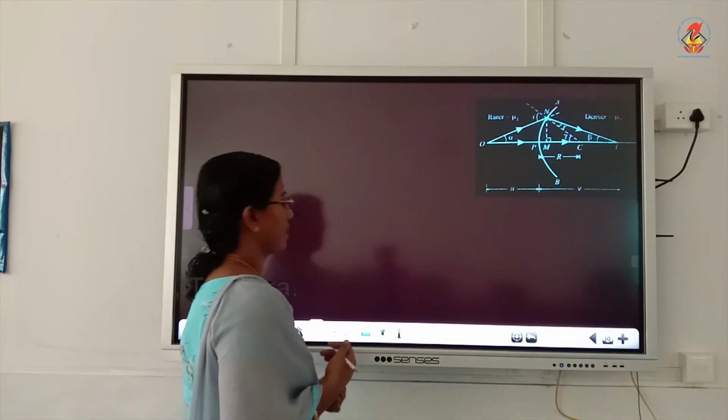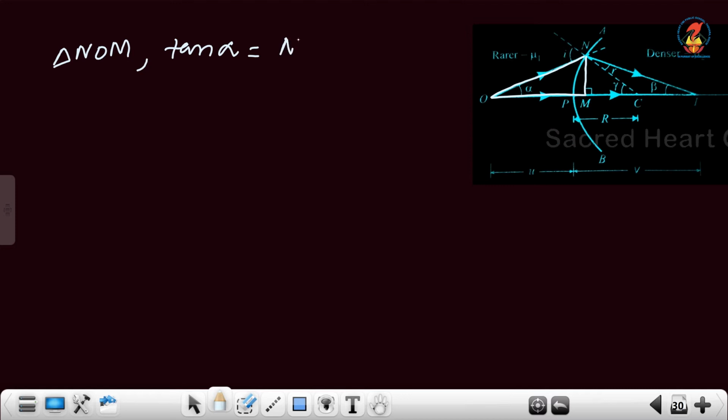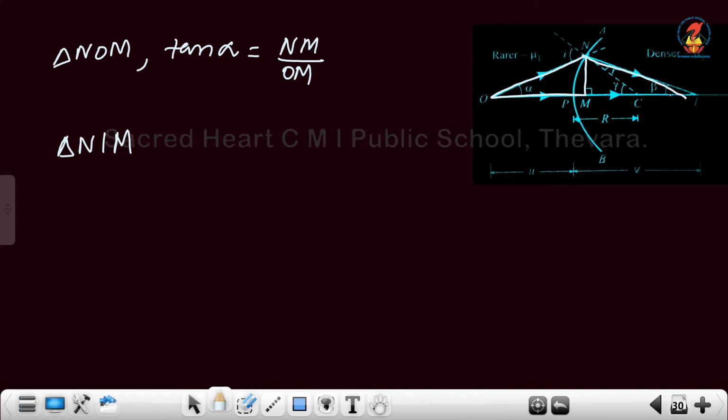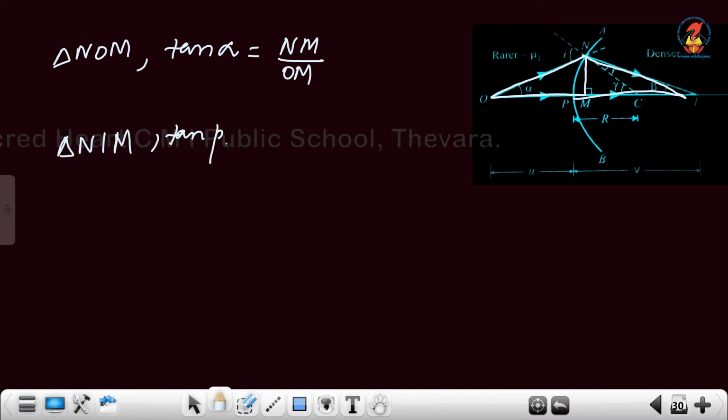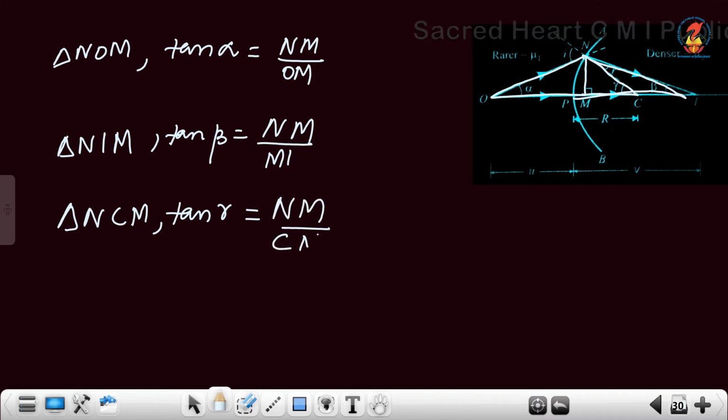For that we are going to use the right triangles. From the right triangle NOM, tan alpha is equal to, what is tan theta? It is opposite side by adjacent side. So we can write NM divided by OM. Similarly, from triangle NIM, we can write tan beta is equal to NM divided by MI. Similarly, from triangle NCM, we are going to find tan gamma. Tan gamma is equal to NM divided by the adjacent side, that is CM.